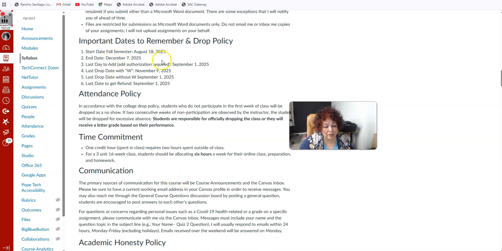Very important to remember the dates to drop in the class and to drop with or without a grade and get a refund. Those are going to be asked in your quiz for the syllabus. And again, there's a study guide. I'll show you where to find it right now for the syllabus, so there's no surprises.